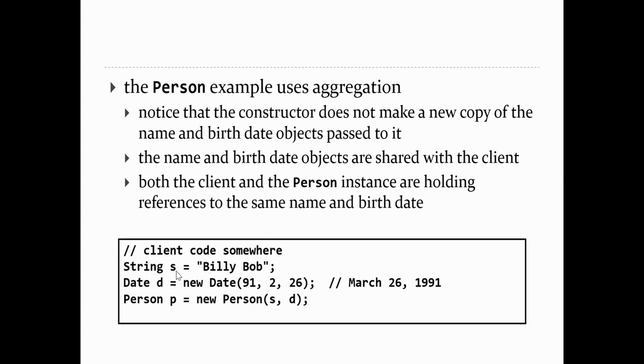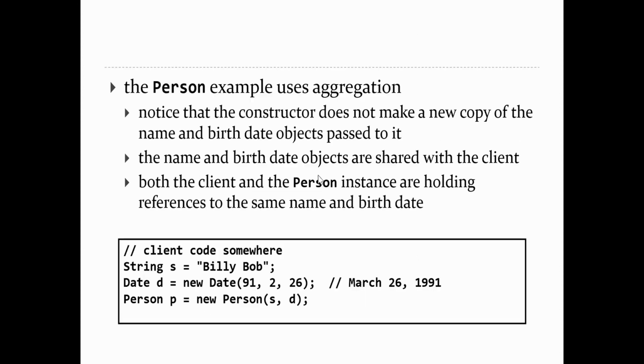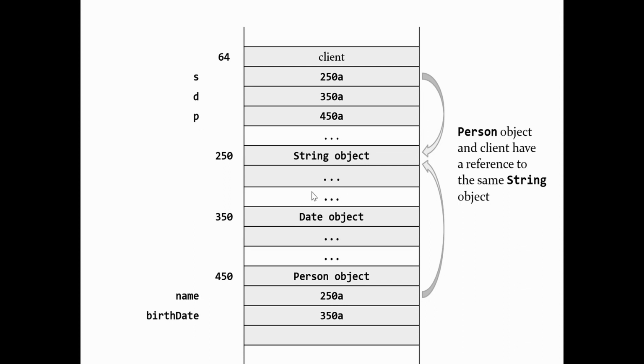Okay, when we make a person object passing in the string and the date object, this is a picture of what happens in memory. So the caller, or the client as I'm calling them in this slide, has a string s, that's Billy Bob. So here's our string object. They made a date object here, March 26th. So there's the date object. The caller has a reference to that string, and a reference to that date, and then they make a person object. So they have a reference to the person object.